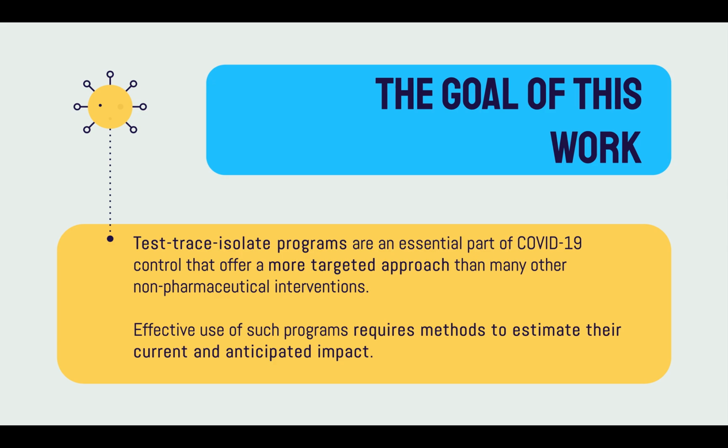The goal of this work: test, trace, isolate programs are an essential part of COVID-19 control, and they offer a targeted approach. It's a non-pharmaceutical intervention, a way that we can try to limit transmission via testing, contact tracing, and isolating and quarantining people. Effective use of these programs requires methods to estimate their efficacy, so their current and anticipated impact. That's the purpose of this: finding a mechanism to quantify that efficacy and giving programs an easy way to calculate or estimate it themselves.